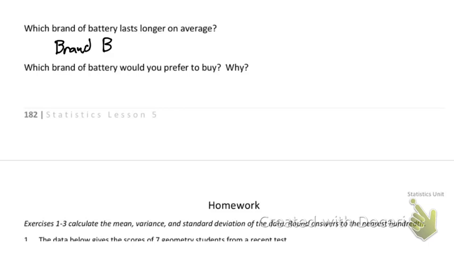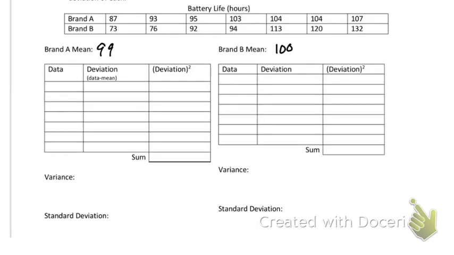We're going to hold off on the next question because this question leads us to say that brand B is the one I want to buy because on average it lasts longer. But we're going to hold on to that question. We're going to first fill out these columns. I'll fill out this one with you, and you're going to do this one all by yourself. So this is how these columns work.